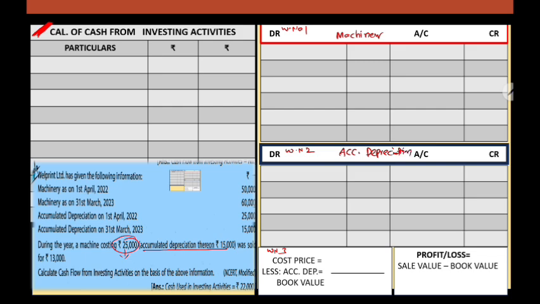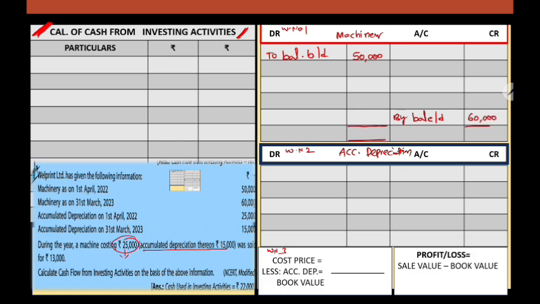You also, before going to solve the main answer, first do this. Machinery is an asset. So an asset always shows the opening balance on the debit side, by balance brought down. Don't forget, an asset always shows the opening balance on the debit side, that is 50,000, and the closing balance on the credit side at the bottom of the ledger, by balance carried down. The opening balance is at the top of the ledger and the closing balance is at the end of the ledger, which is 60,000.